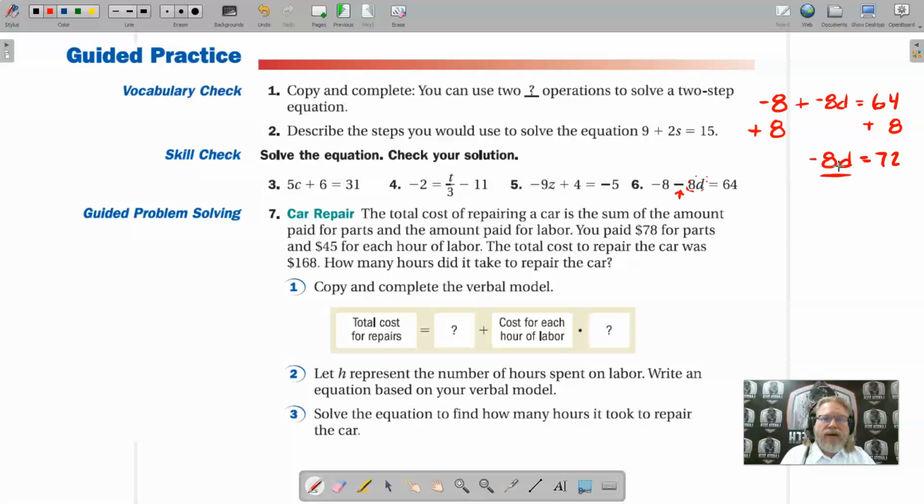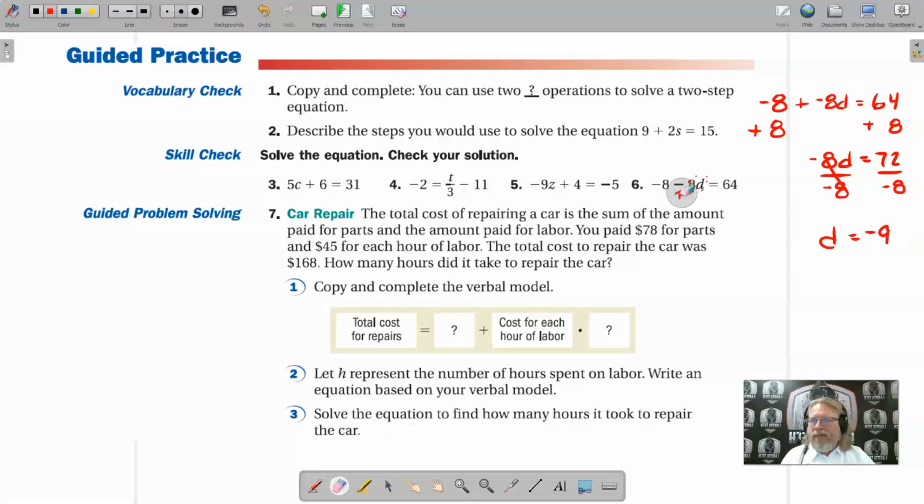The opposite operation is division, so we're going to divide by the very number we wish to get rid of, which is negative 8. And what we do to one side, we are going to do to the other. The 8's are going to cancel each other, leaving us with just d. And positive divided by negative is negative. 72 divided by 8 is 9. So negative 9 is our solution.